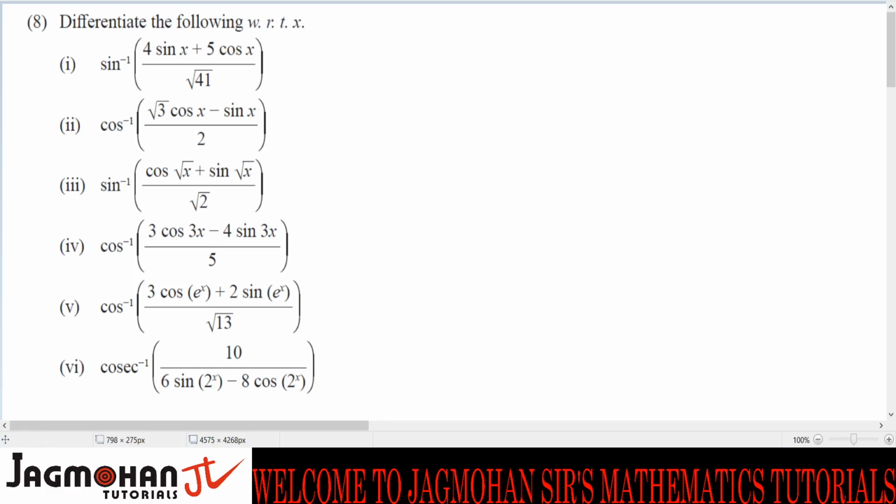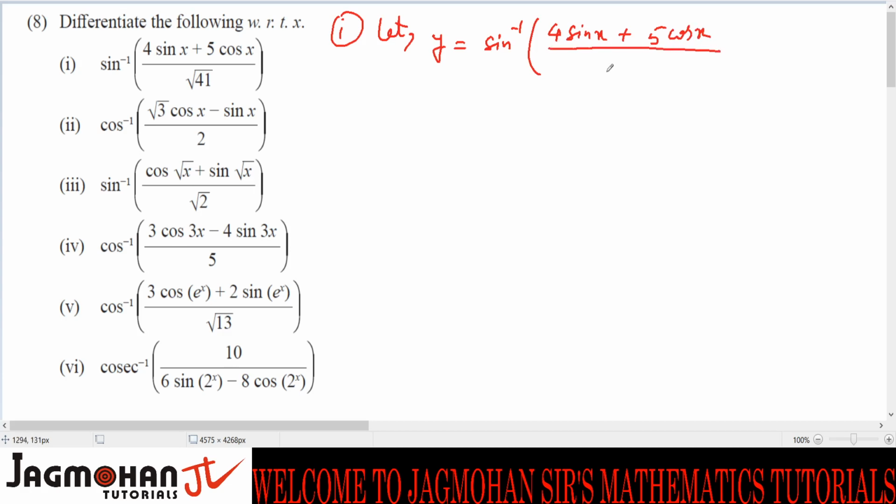Differentiate the following with respect to x. We have to differentiate these functions with respect to x. There are 6 questions. I will solve a few of these. The remaining you will solve. So to begin with, let's start with the first one. I write here, let y equals sine inverse of (4 sin x plus 5 cos x) divided by root of 41, square root of 41.